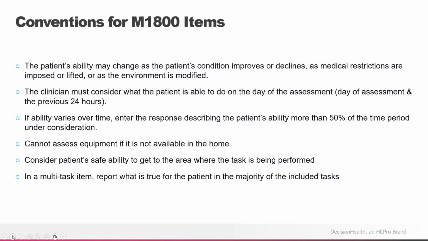If their ability varies, we're going to look at what they can do greater than 50% of the time. We cannot assess what a patient can do with equipment that is not in the home. Remember that. We want to consider patient's safe ability to get where the task is being performed when we're looking at M1800, if that's applicable. In a multitask item, we're going to report what is true for the patient in the majority of the included tasks.